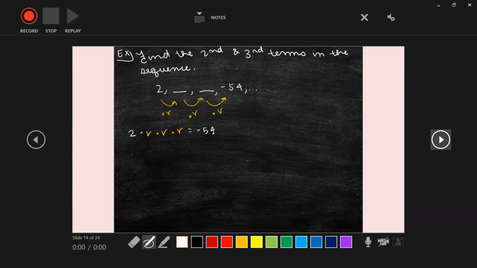What is R times R times R, anyone? R raised to the third, R cubed, very good. So this is going to be 2 times R cubed is equal to negative 54. So what do you want to do first, Elijah? Yep, so we combined our R's.